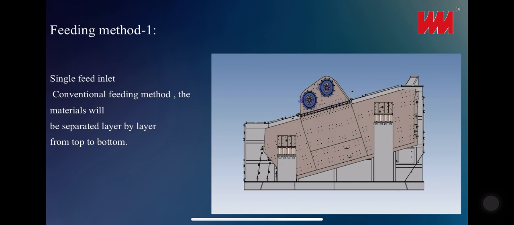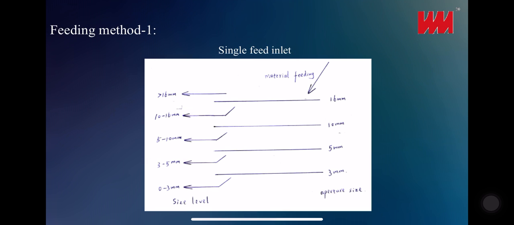It has 2 ways of feeding. As for the feeding method, the first is single feed inlet. This is the conventional feeding method. The material will be separated layer by layer from top to bottom. This picture shows how the material is separated. This is a 4-layer screen panel machine.